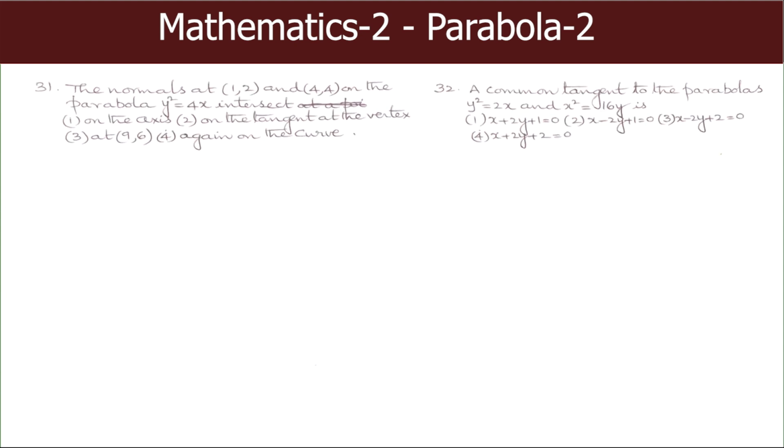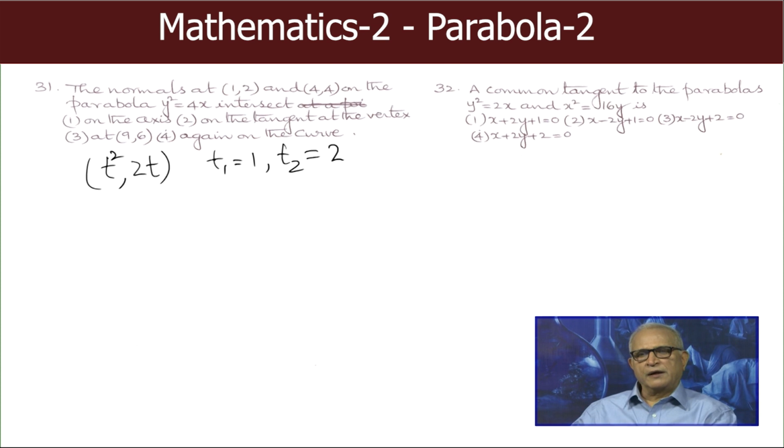Next, the normals at (1, 2) and (4, 4) on the parabola intersect at what point? Normals at (1, 2) and (4, 4). Any point on the parabola is (at square, 2at), (t square, 2t). Well, for (1, 2), t equal to 1, t1 is 1. For (4, 4), t2 equal to 2. So, the normal at point t1 equal to 1 and the other at point t2 equal to 2 intersect at what point?